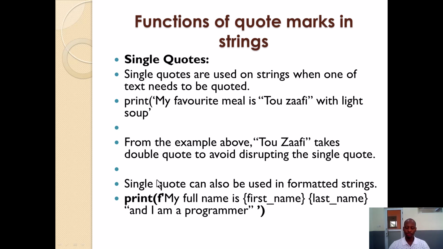We can also use single quotes in what we call formatted strings. We start formatted strings with F. Okay, formatted strings help us to put variables within our string. So you can have the formatted string starting with a single quote. My full name is, then I bring a variable, another variable. Okay, so these are inputs, and I am a programmer. So if I have these quote marks here, it means that I have to use double. So all these things are embedded in formatted strings.